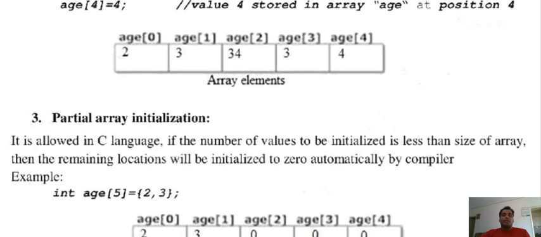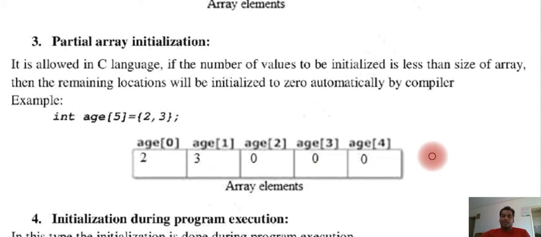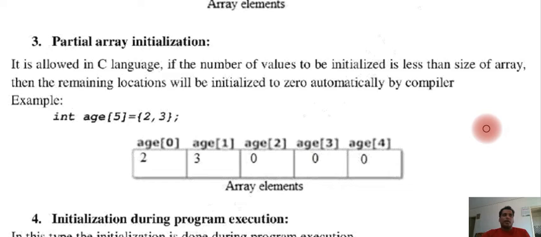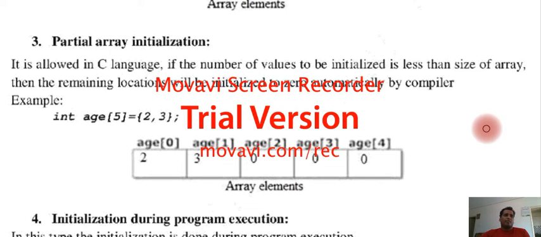Now we go for the third type, partial array initialization. This is nothing but what C language allows if the number of values to be initialized is less than the size of the array. Now you have declared age as 5. That means you have to store the ages of 5 people. But in your case there are not 5 people, only 2 people. In that case, how can we initialize the values? The values are not full, so it's partial.